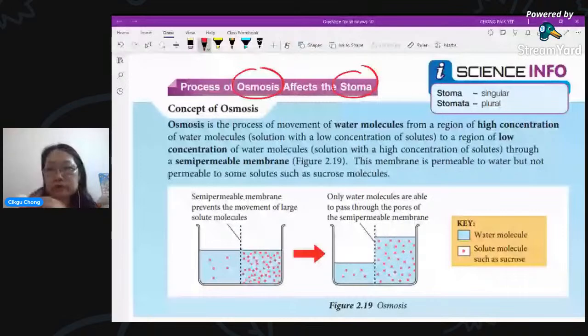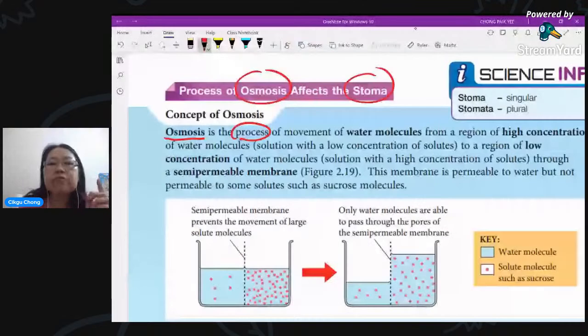So the concept of osmosis is like this. What are the principles? Osmosis definition first. Osmosis is a process. It's not a thing. It's a process of, number one, movement of water molecules. It is always talking about water, not about salt, not about ions, not about gas. It's always movement of water. If it's not water, it's not osmosis.